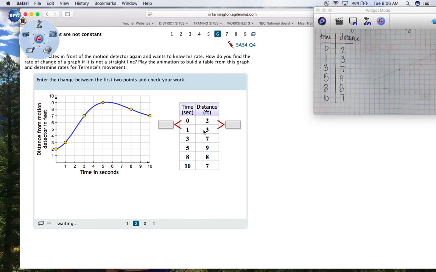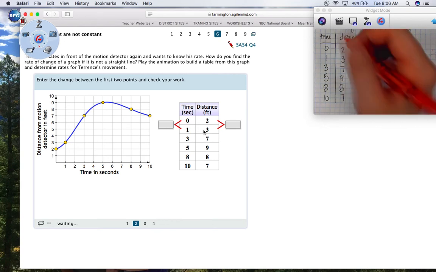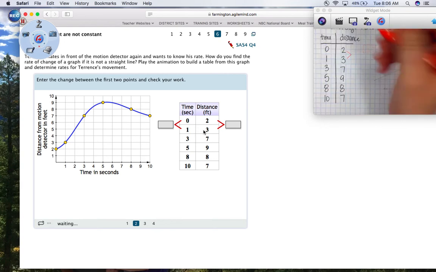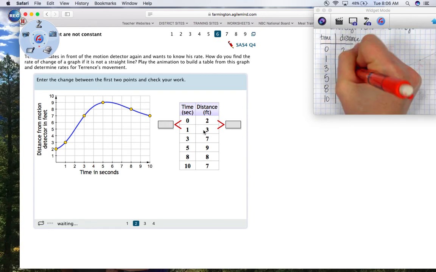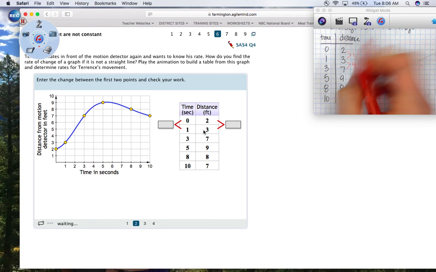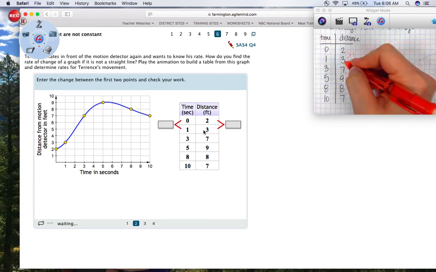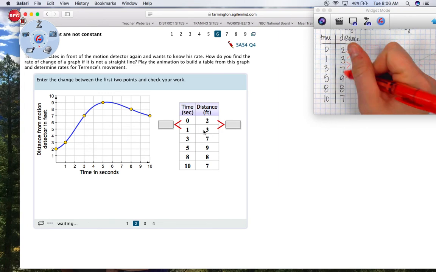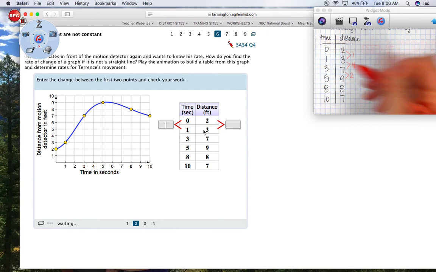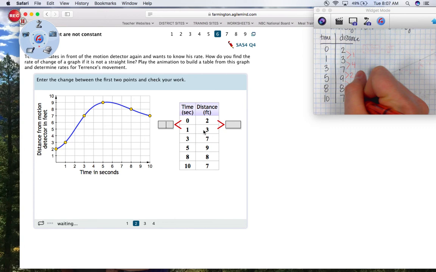Okay, so how much did it increase from 2 to 3? It went up by 1. From 3 to 7 goes up by 4. And again, you can subtract. 7 minus 3 is 4. 9 minus 7 is 2. 8 minus 9 would be negative 1. And 7 minus 8 would be negative 1 as well.